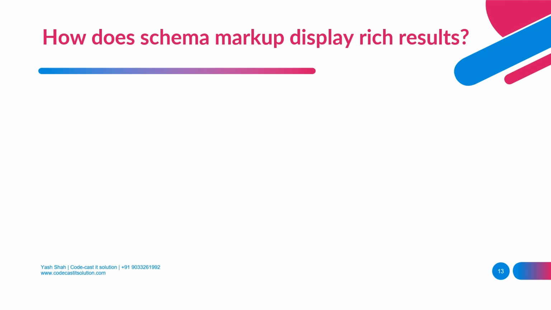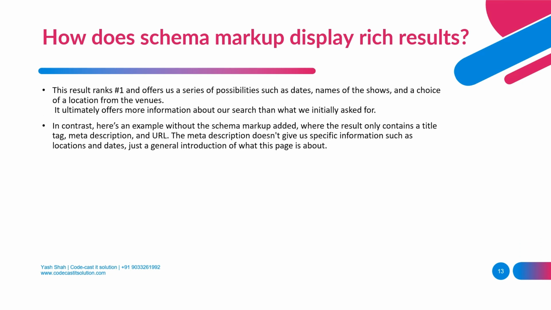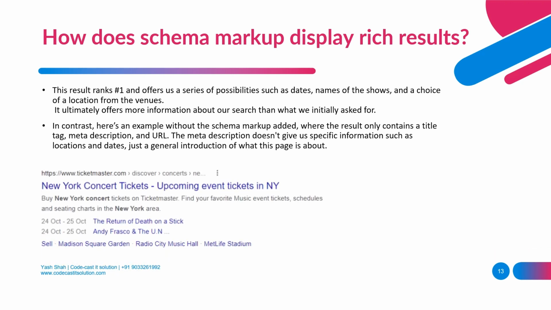This happens thanks to schema markup and also because of previous related searches that the search engine took into account. In this case, the search engine is Google. This result ranks number 1 and offers us a series of possibilities such as dates, names of the shows, and a choice of a location from the venues. It ultimately offers more information about our search than what we initially asked for.